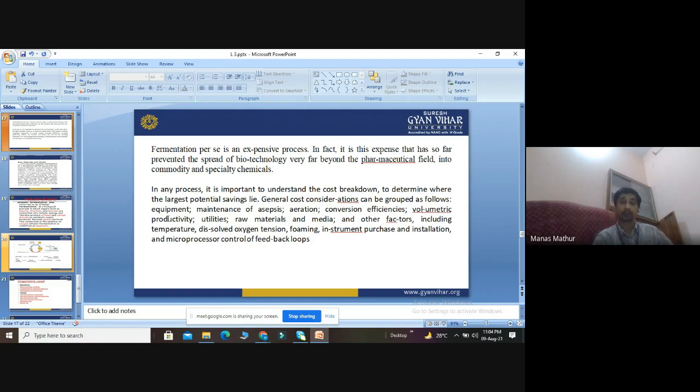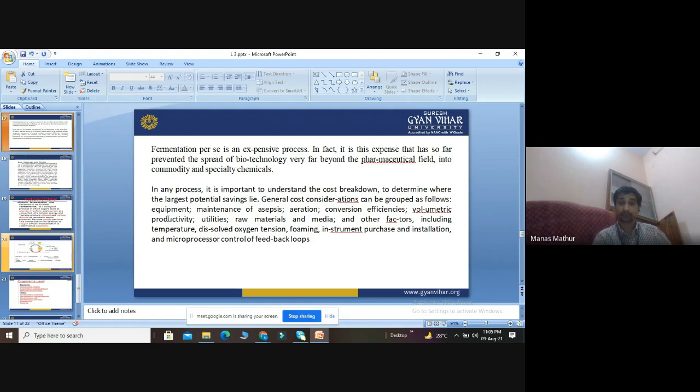So, in any process, it is important to understand the cost breakdown. That means what is the cost of instrument, what is the cost of chemical, what is the cost of raw material, what is the cost of electricity used. So we have to determine where we can save the maximum amount of money.